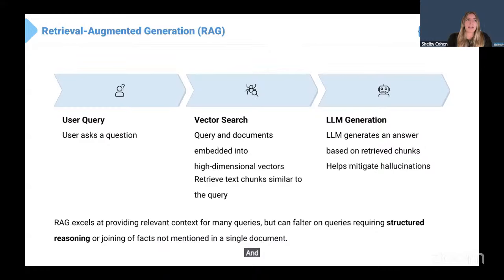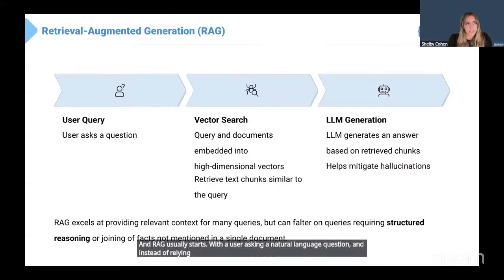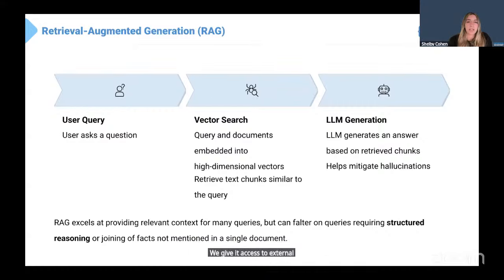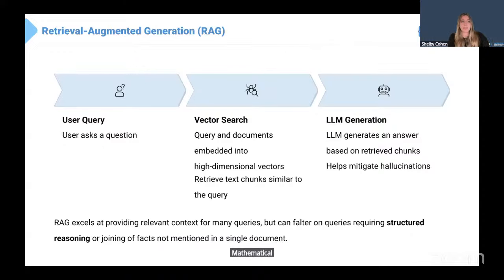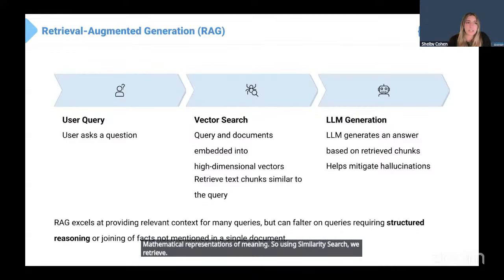And RAG usually starts with a user asking a natural language question. And instead of relying only on the model's internal knowledge, we give it access to external information. So that's where this vector search comes in here. Both the user query and the documents in the knowledge base are converted into high-dimensional vectors, mathematical representations of meaning. So using similarity search, we retrieve chunks of text that are most relevant to the question.